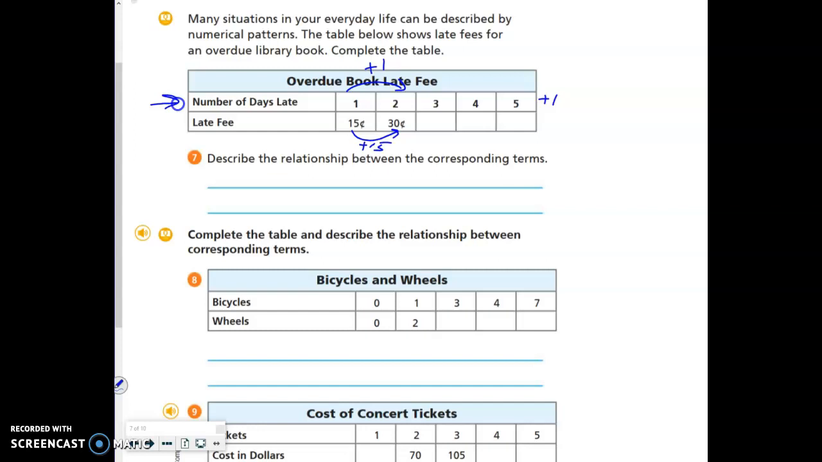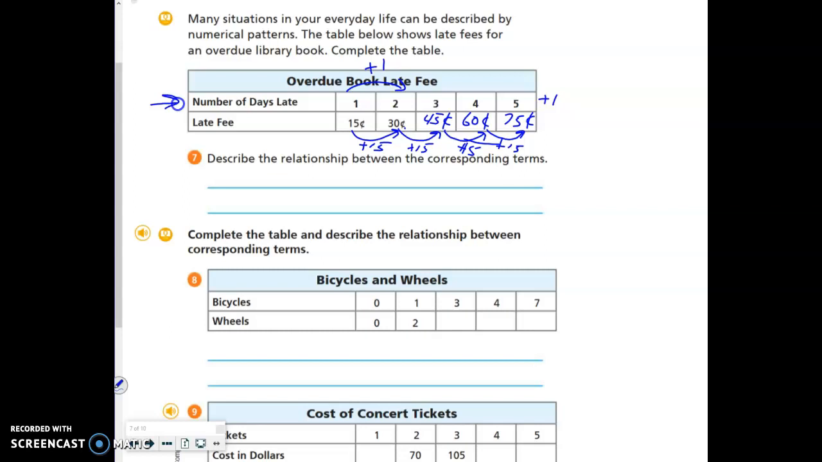So 15 plus 15, that means if I go from here to here, it's going to be a consistent pattern again. So plus 15 is going to be 45 cents. If I go from here to here, it's another plus 15, which gets us to 60 cents. And if I go from here to here, it's going to be another plus 15, and that's going to get us to 75 cents. Okay? Now, the question is not asking what are our patterns, going up by 1s, going up by 15s.